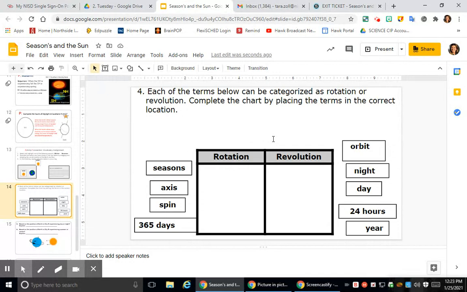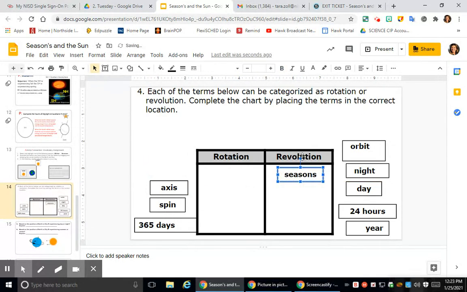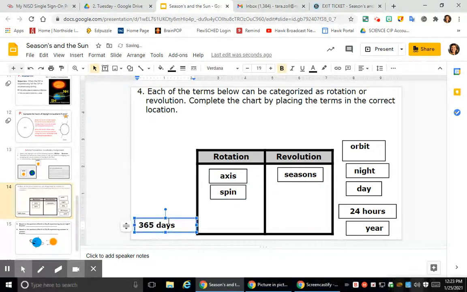Okay, and a vocabulary review. For each term, rotation and revolution, we're going to categorize it by placing these words where they fit. Seasons: I would drag seasons underneath revolution, because it takes Earth 1 year to do a revolution around the sun, and we have seasons. Axis: Earth has an imaginary axis, and Earth rotates on that imaginary axis. It takes 24 hours. Spin is another word for rotation.